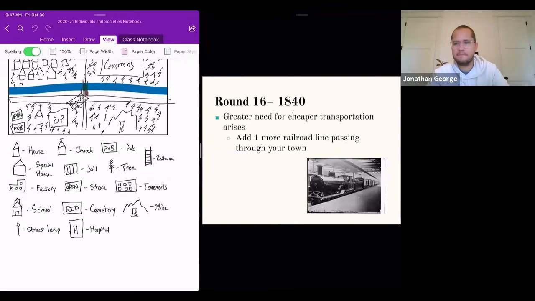Around 1816, greater need for cheaper transportation. Add 1 more railroad line passing through your town. Transportation is increasing. People are traveling from town to town now. Things are different. Before, you just didn't have that. You can erase stuff, but what you should be erasing is probably only the trees. You're cutting down trees, participating in deforestation.